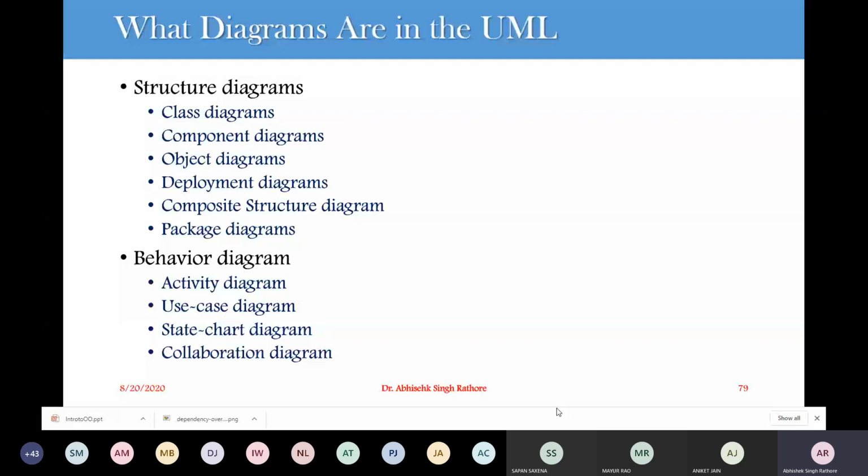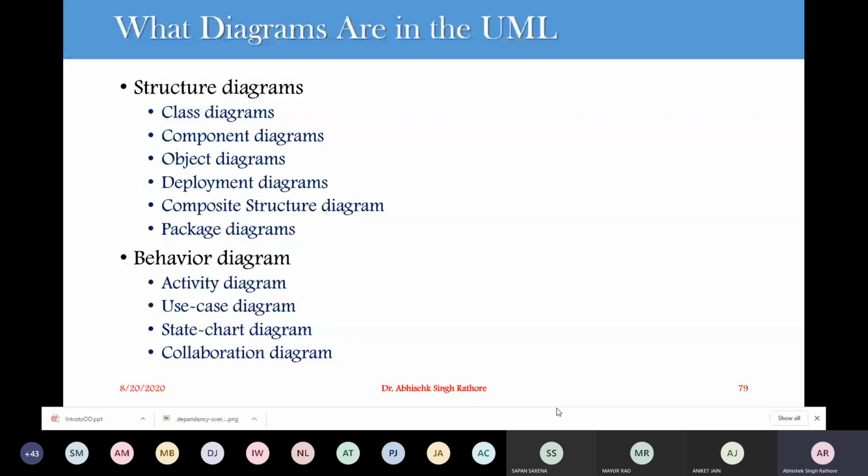Then when we are going for deployment diagram, this deployment diagram shows the physical runtime architecture of your system. A deployment diagram can include description of your hardware and the software that resides in your information system. In addition to that, in case of UML 2, we are having two more diagrams. First is a composite diagram. Composite structure diagram shows the internal structure of your model, while the package diagram depicts the dependencies between packages.